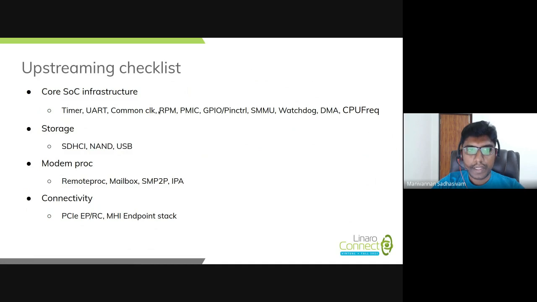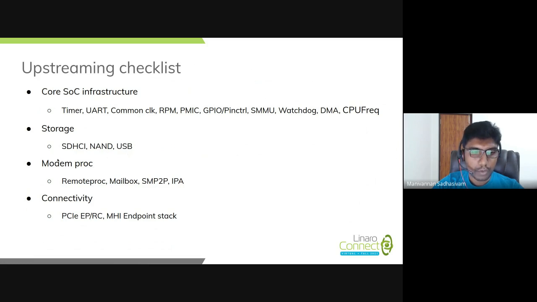So I have put together an upstreaming checklist for SDX55. The first category is core SoC infrastructure, and this covers the basic SoC components such as timer, UART, clock, PMIC, GPIO, SMMU, watchdog, etc. And the second category is the storage. It has the SDHCI, which is MMC, NAND, and USB.